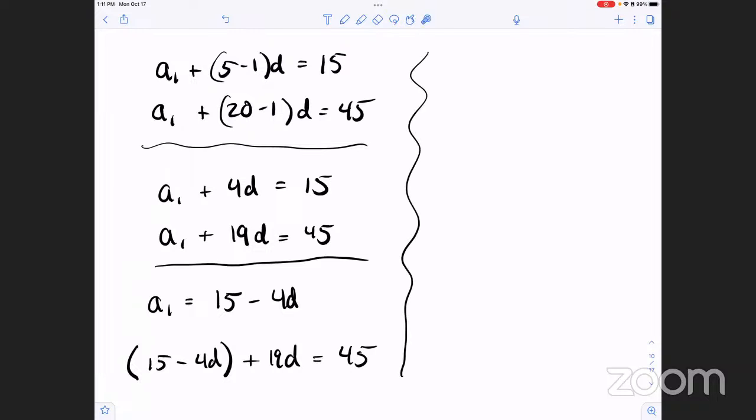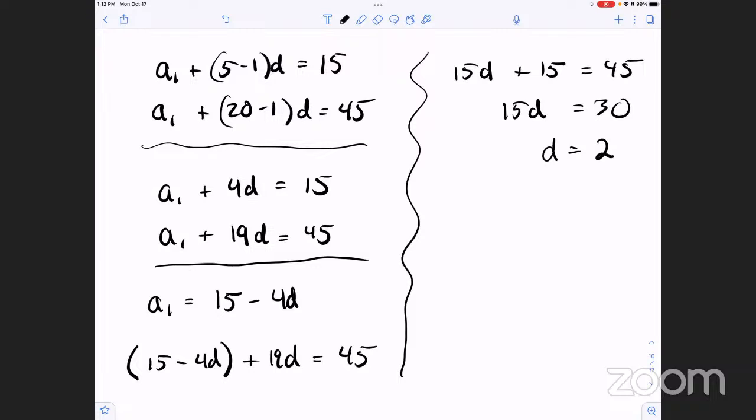Notice there's nothing to distribute here. We're not doing multiplication over addition, so we can actually just lose the parentheses and combine like terms. Negative 4d plus 19d is going to give us 15d. So we'll have 15d plus 15 equals 45. Subtract 15 on both sides. 15d equals 30, right? Divide both sides by 15, d equals 2, okay?